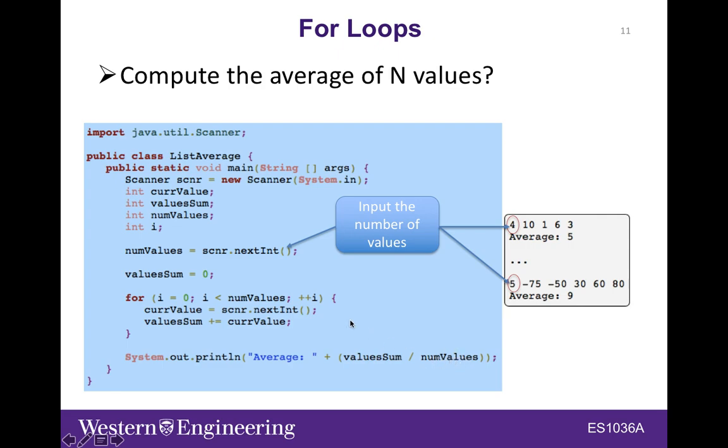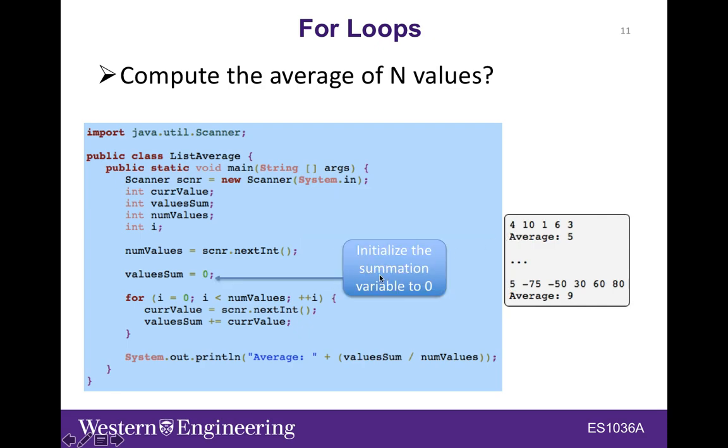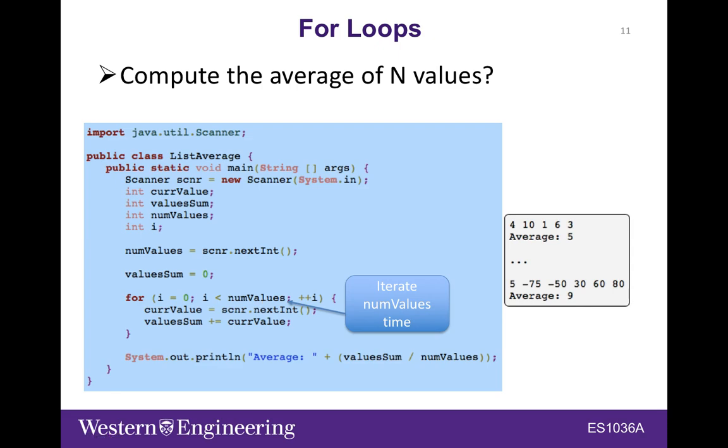What is num value here? It's a user input, the number of values to get the average. So be aware that if you'd like to sum a set of values, you have to initialize the variable that you will put the sum in as 0, and you iterate the number of values the user asks you to. Be aware that in the future we will iterate until the user enters a certain input.